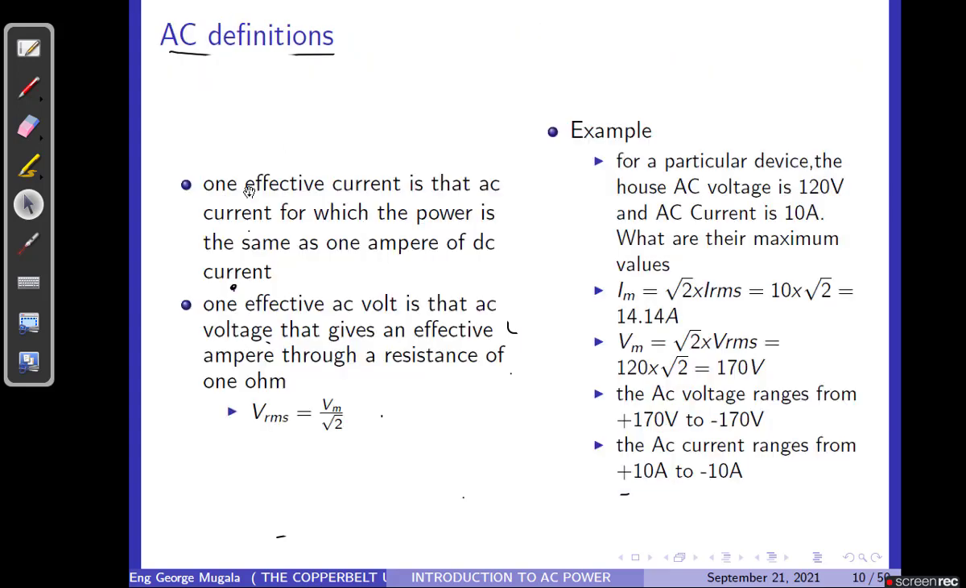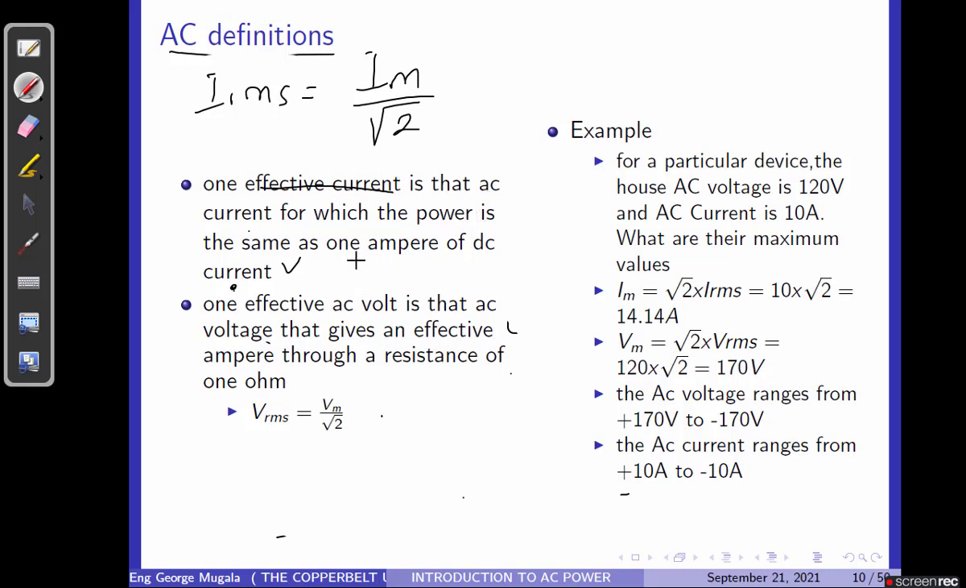Now let's look at what we mean by effective value. The effective current, IRMS, is equal to the amplitude value, meaning the maximum value, divided by root 2. It is the AC current for which the power is the same as 1 ampere of a DC current. Current is measured in amps.